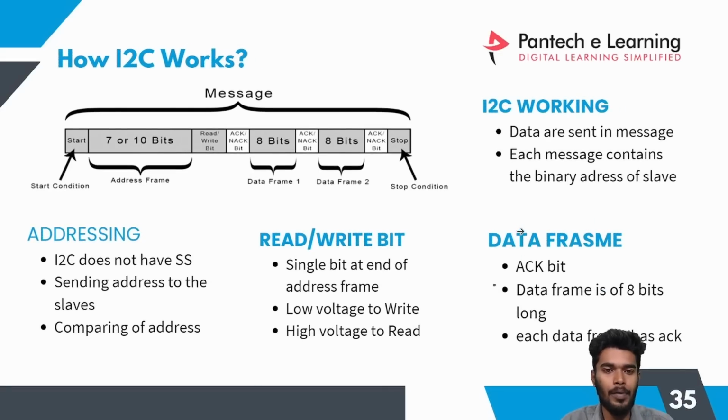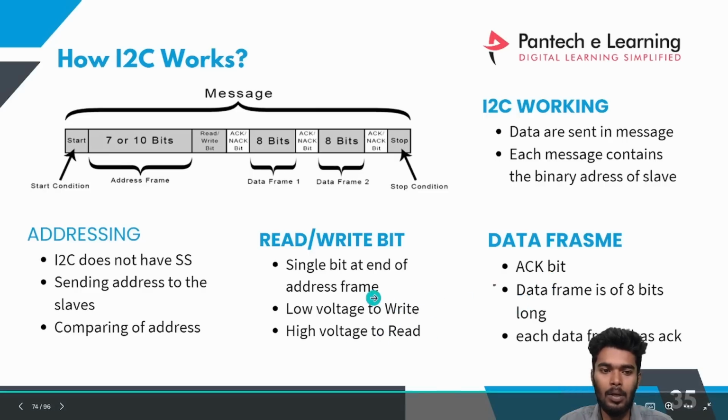Now we will see how I2C works. First is addressing. I2C does not have a slave select pin. When you compare with SPI, you have a dedicated slave select pin, but I2C is not based on that. It sends the address to the slave, and if the addresses match, then it starts to transfer the data or request the data from that particular slave. That is how I2C starts working. Then we have a read and write bit, a single bit at the end of the data frame. Low voltage is for write and high voltage is for read.